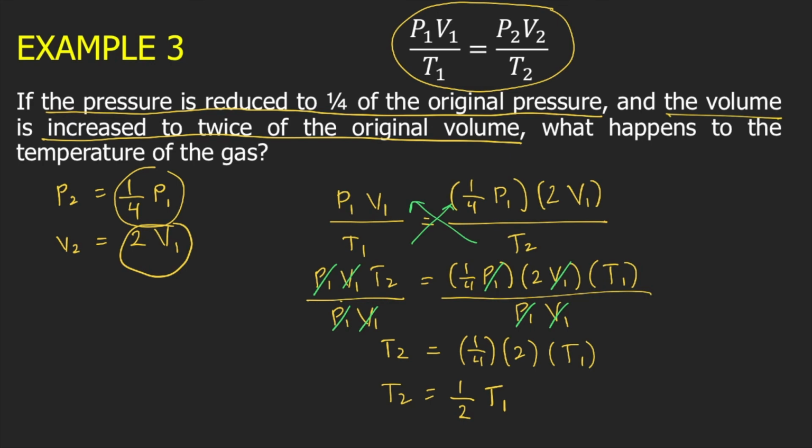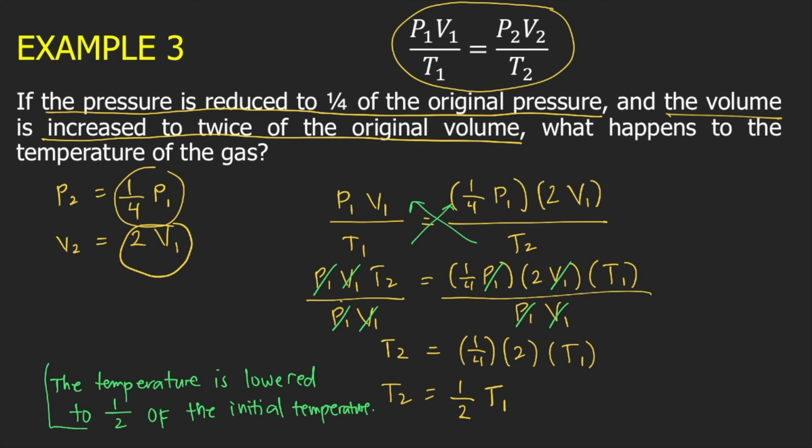Or in sentence form, you could say the temperature is lowered or reduced to 1/2 of the initial or original temperature. Or simply, T2 is equal to 1/2 of T1. And this is the answer to the question.